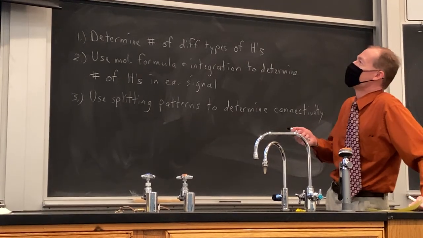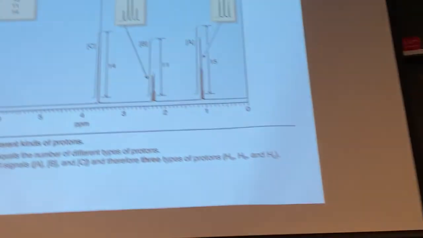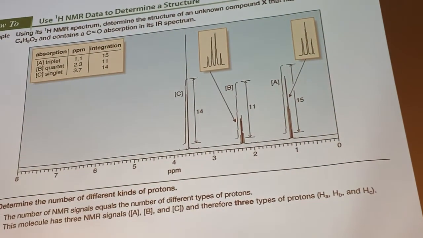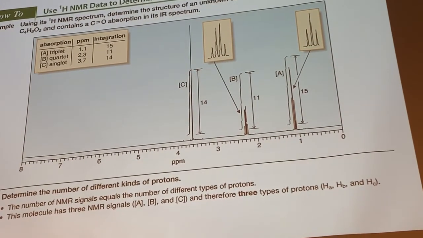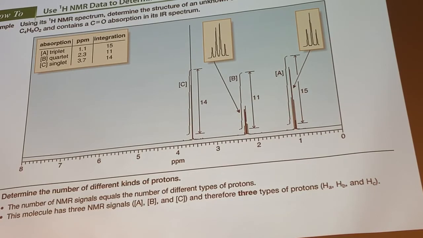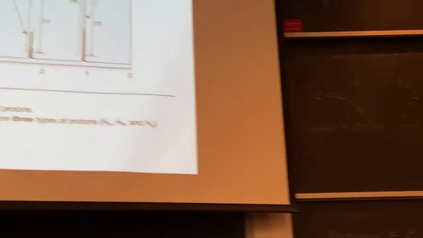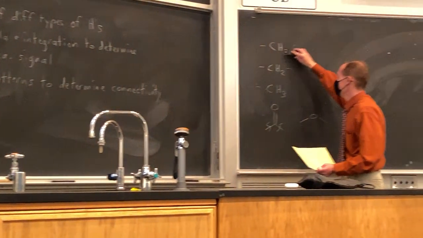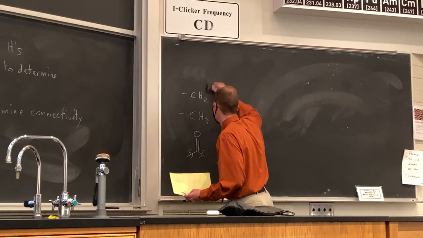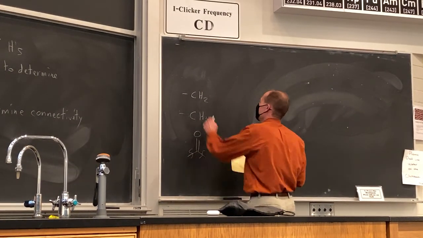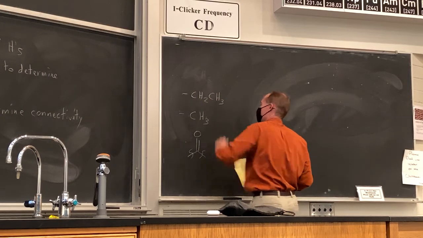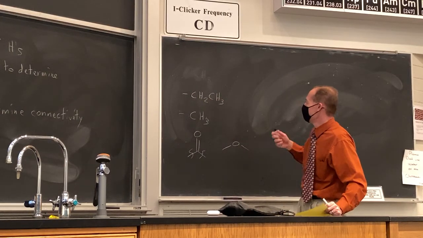So the first thing that jumps out at us is we have a quartet and a triplet. Whenever we have a quartet and a triplet, we know that we have an ethyl group, and we know that the CH2 of that ethyl group doesn't have any neighbors on its other side. So we can take our CH2 and one of our CH3s and put them together. Our splitting data allow us to say that we have an ethyl group.